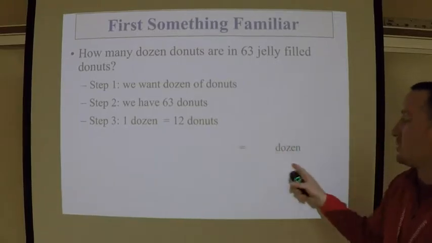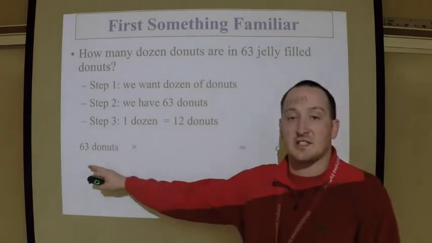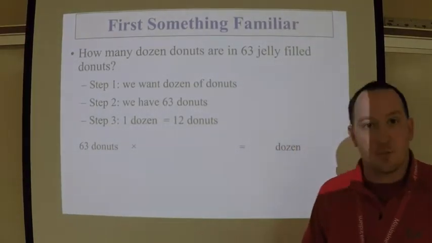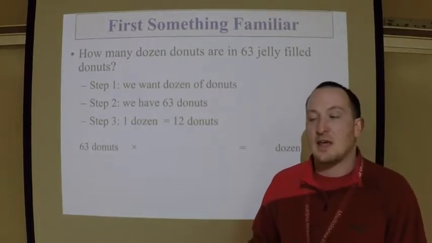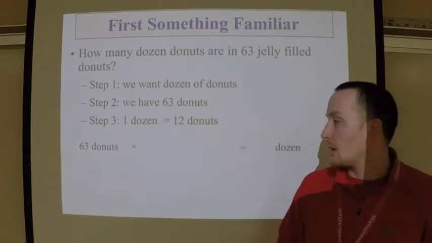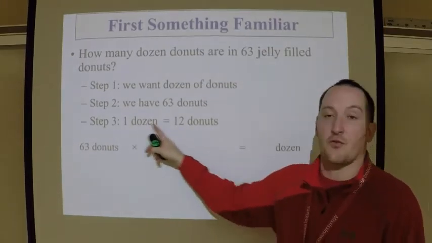So we start with our unit over here. We know we need to end in dozen. We know we have 63 donuts. And this is again the dimensional analysis method. The benefit of this is it allows us to keep track of units. In science, units are very important. So we have 63 donuts. Now we're going to write this as a fraction.